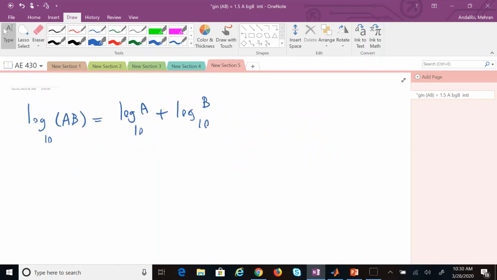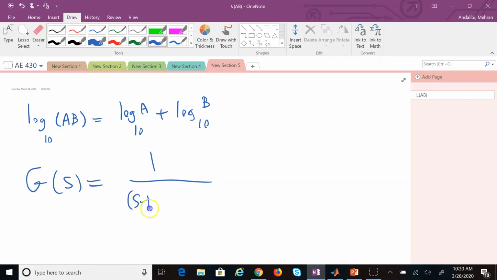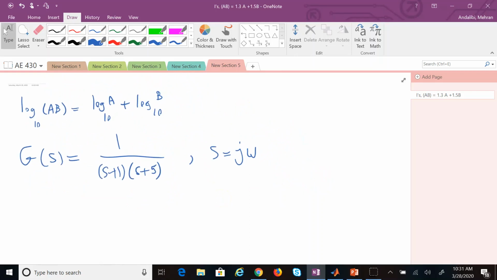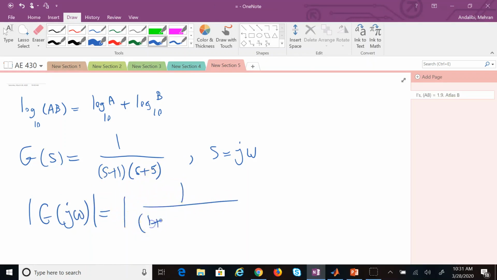Why? Because let's say I have now a transfer function like this. It is, let's say, 1 over (s plus 1) times (s plus 5). Okay? And I say now I plug in s equal jω, so it's a second order system. And now I'm asking you, what is G(jω)? Or the magnitude of G(jω). So the magnitude of G(jω) is what? We plug in jω instead of s, and we take the magnitude. So it's the magnitude of 1 over (1 plus jω) times (5 plus jω).